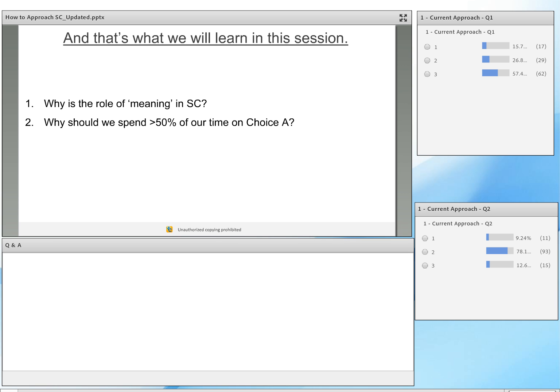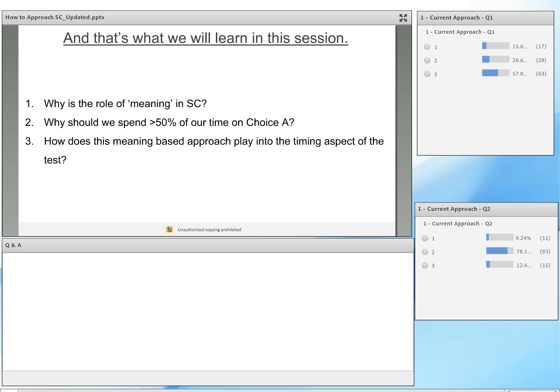Then once we understand the role of meaning, we're going to ask why we should be spending the majority of our time on choice A. Isn't that counterintuitive? I'm pretty sure this thought is going through your heads. I have 5 choices. Why do I have to give undue advantage to the original choice? We are going to talk about that.